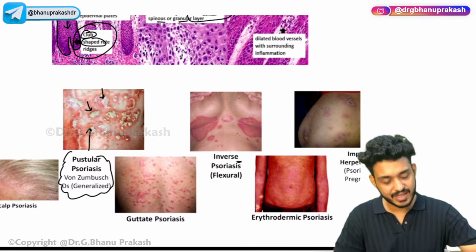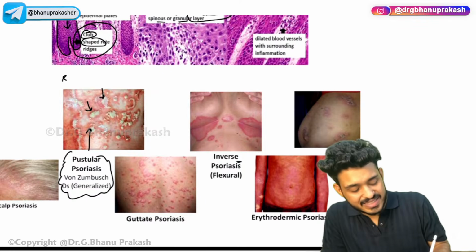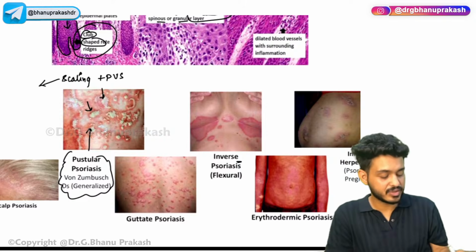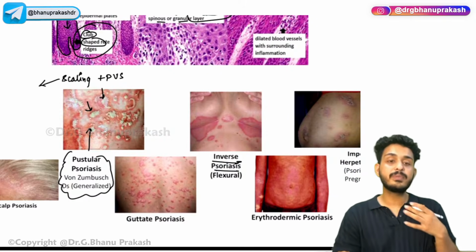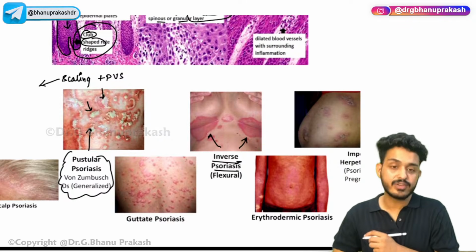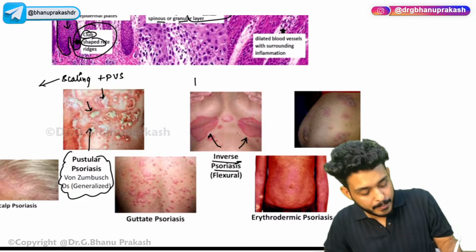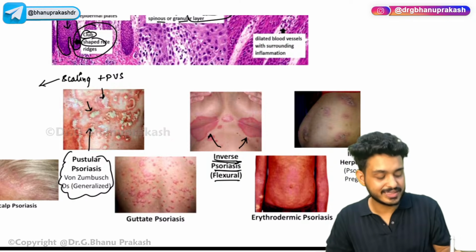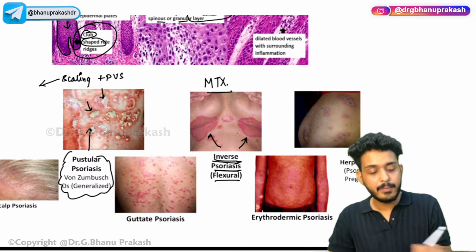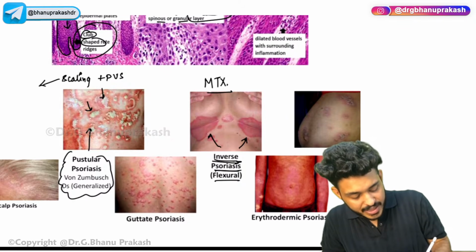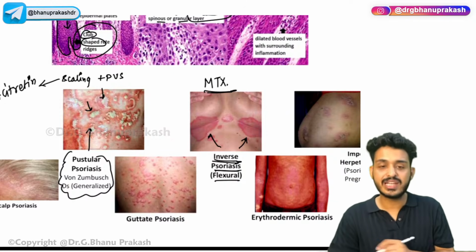Anyone please try to answer what is the drug of choice for pustular psoriasis? There will be scaling and there will be pus. Drug of choice for pustular psoriasis, previous year question. I have told you the psoriasis will be present on your extensor surface, but here can you appreciate this psoriasis is present in your flexor surface, right? So this is known as flexural psoriasis, also known as inverse psoriasis, and the drug of choice for inverse psoriasis will be methotrexate. Okay, very good, Sneha. The drug of choice for pustular psoriasis will be acitretin, and the drug of choice for inverse psoriasis will be methotrexate.